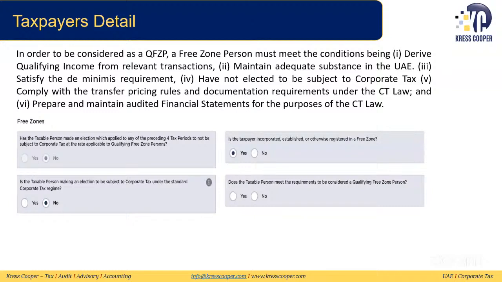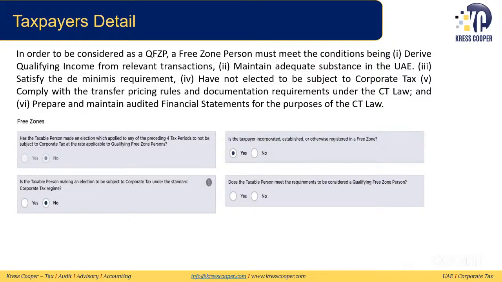Now, if you are a free zone person, there would be certain schedules, like we discussed, that you have to fill. Those schedules we will be discussing later on in our webinars as well. But here, there will be some extra questions. If you are a free zone person, it will ask you if you are established or registered in a free zone. Again, this will be flowing through from the registration because you would have already filled the license issuing authority over there. They will ask you if you are making an election to be subject to corporate tax, and if you're meeting all the conditions.